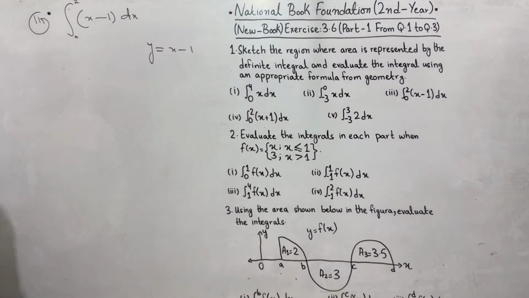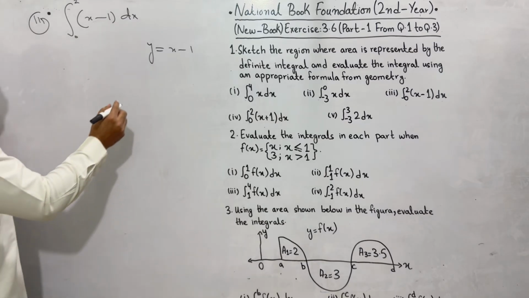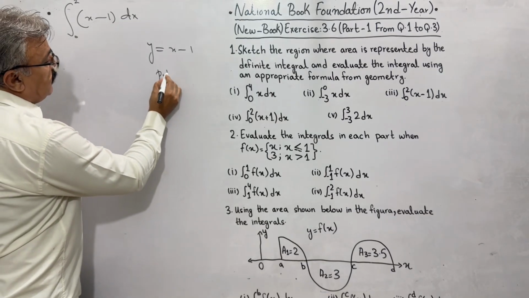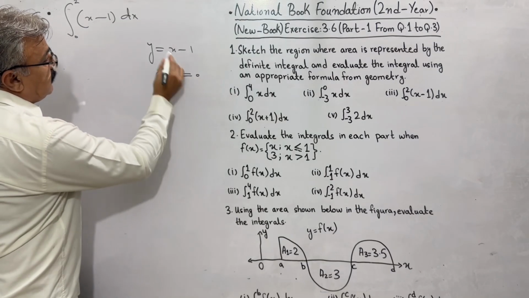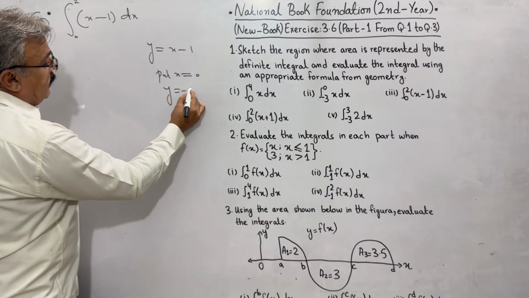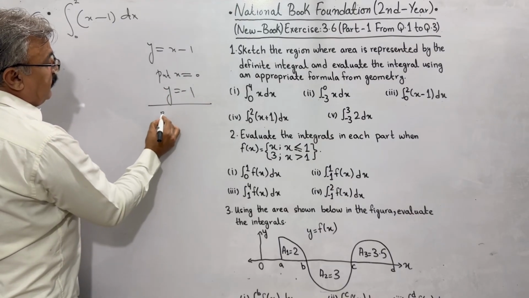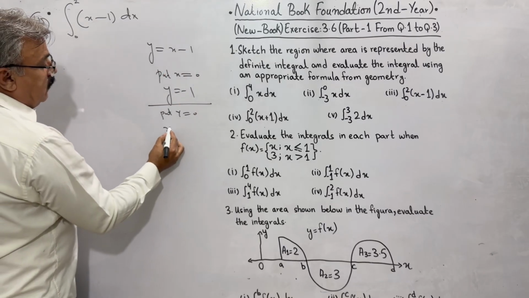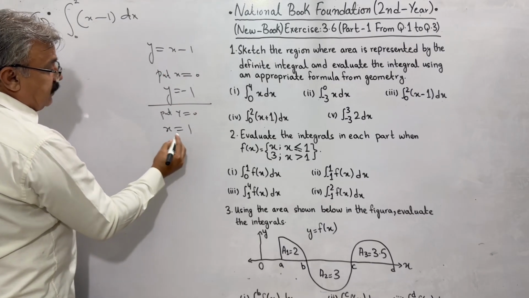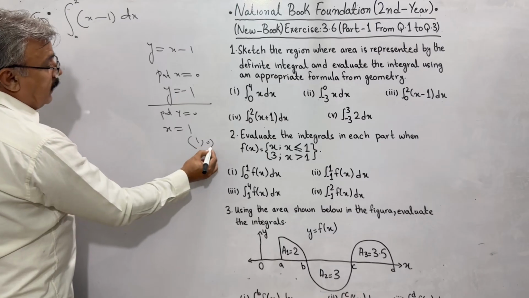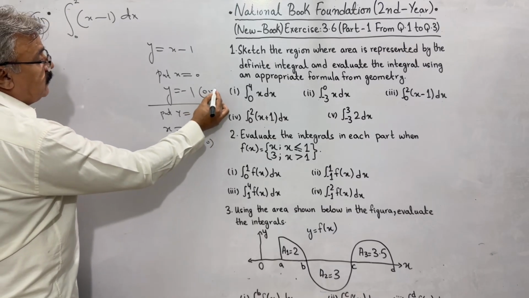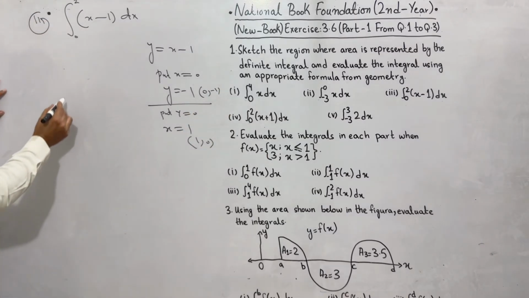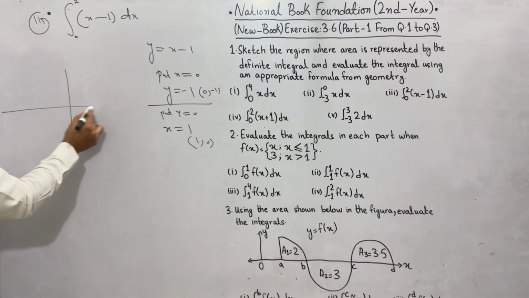How to draw the graph of a straight line? Simple. Find the x-intercept and y-intercept. Plot the x-intercept and y-intercept. Put x equal to 0 for the y-intercept: we have y equal to minus 1. Similarly, put y equal to 0, we get x equal to 1. So this is our x-intercept, 1 comma 0. This is our y-intercept, 0 comma minus 1. Plot these two in a brave fashion.